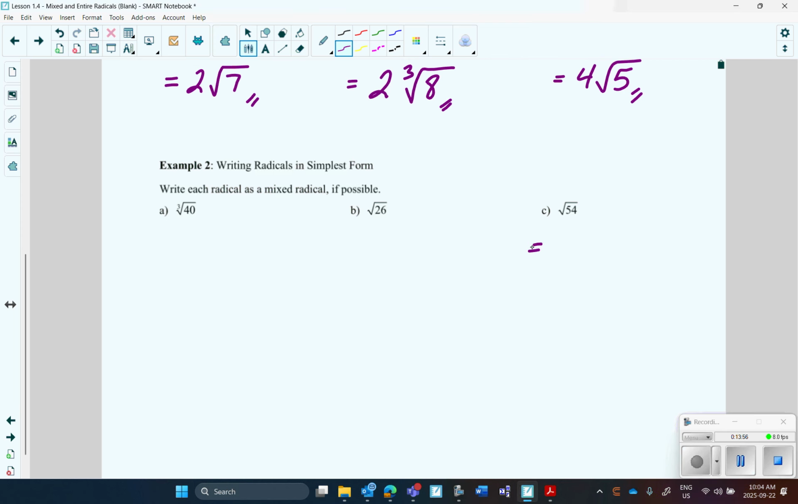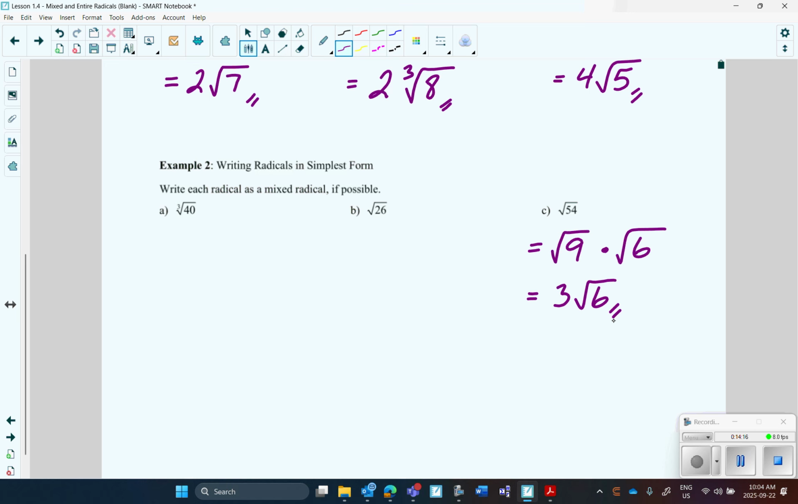So, square roots. Highest perfect square is 9. And 9 times 6 is 54. We did that because the square root of 9 is 3. Don't touch the second one, we get 3 root 6. That's it.